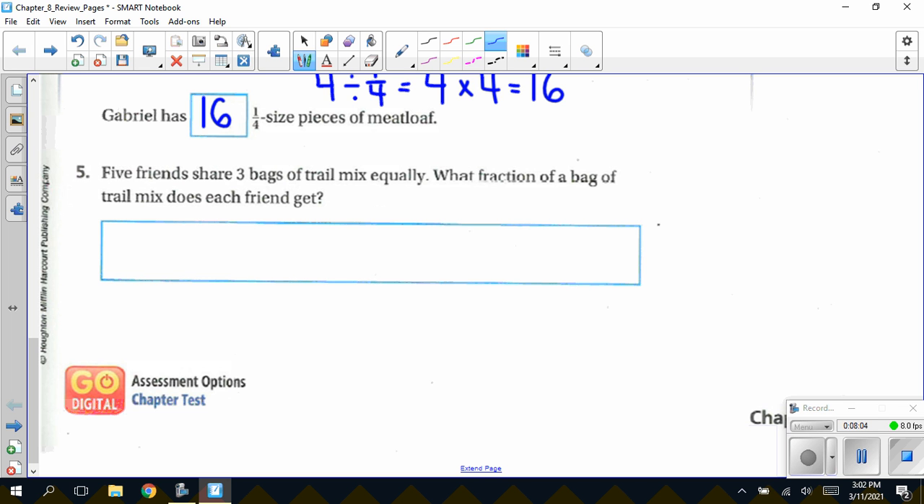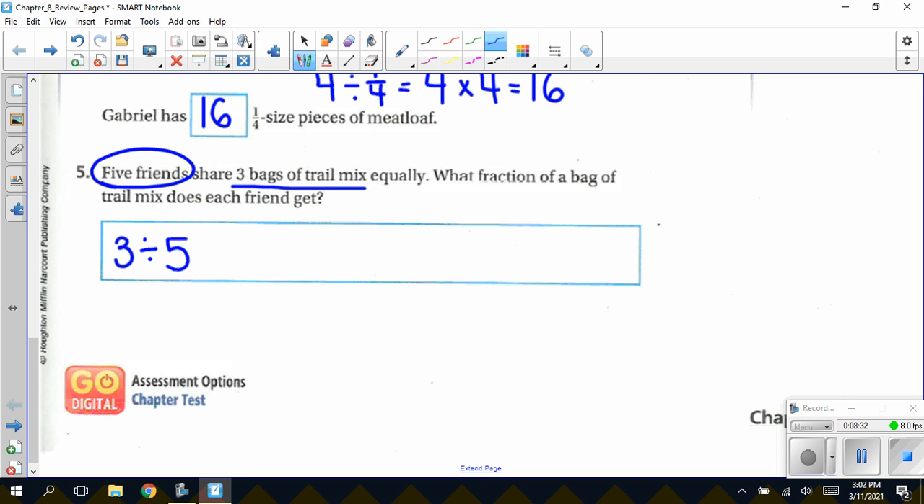So again, back from 8.3, we need to make sure we are understanding what number is being divided into smaller groups. And what is being divided is my trail mix. And I know that there are 3 bags of trail mix. So that is the first number of my division problem, the dividend. Divided by, and I see that 5 friends are sharing this. So 3 bags divided by 5 people.